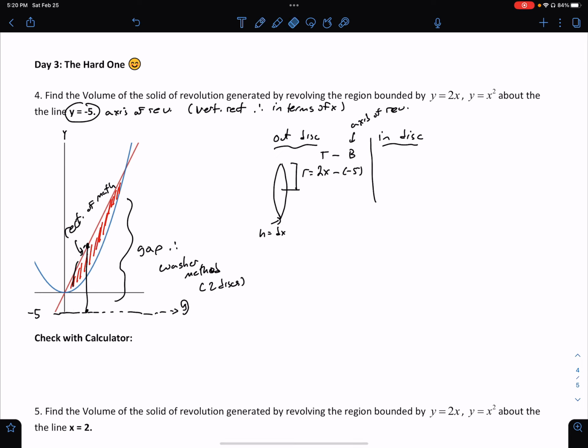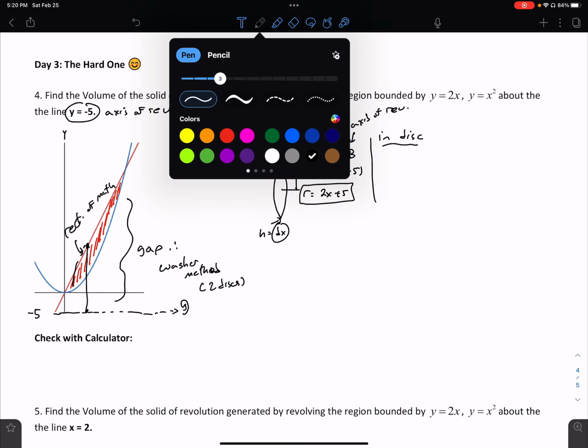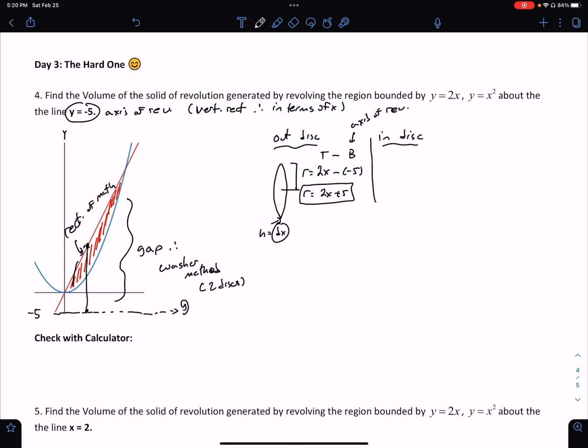I'm going to get rid of this because I'm going to need to draw in there real quick. So my radius, therefore, will be 2x plus 5, and the height, just dx. To get the inside disk, we measure again from the axis of revolution to the lower function, the one on the very bottom, the closest to the axis of revolution. This is the one that's causing us our gap.